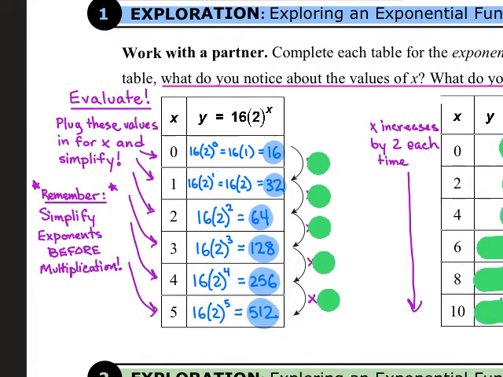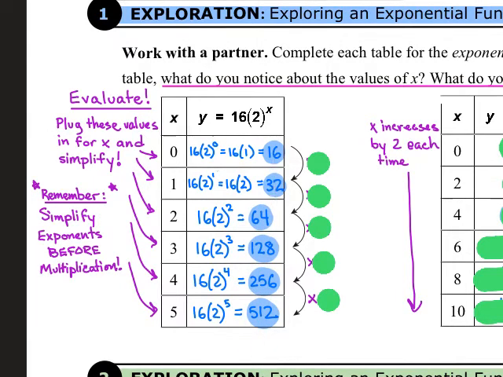And then when we do x equals 5, 2 to the 5th power is 32. 32 times 16 is 512. So these are the values that we get when we evaluate that function at these 6 x values. All right, so 16, 32, 64, 128, 256, 512.